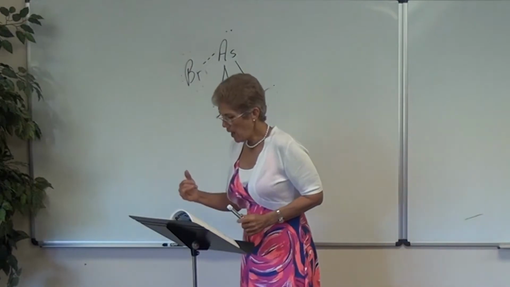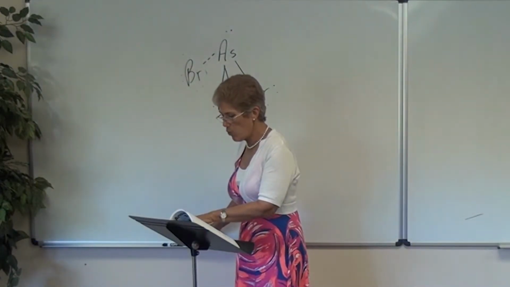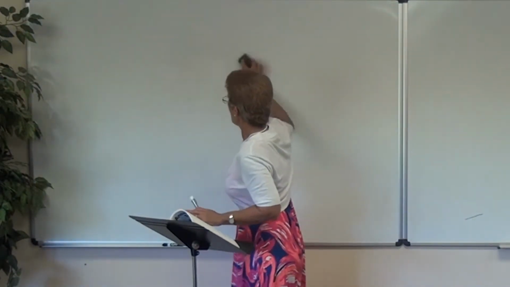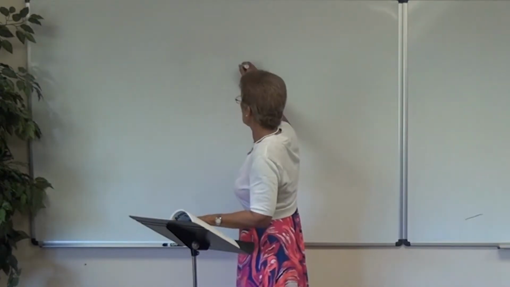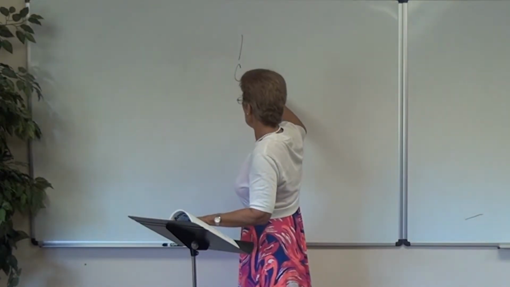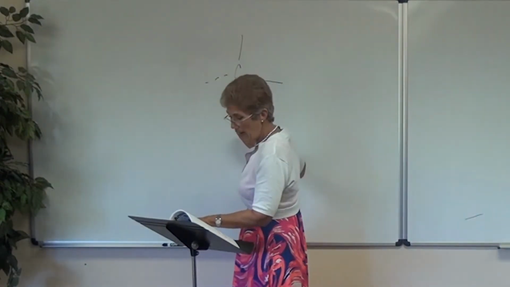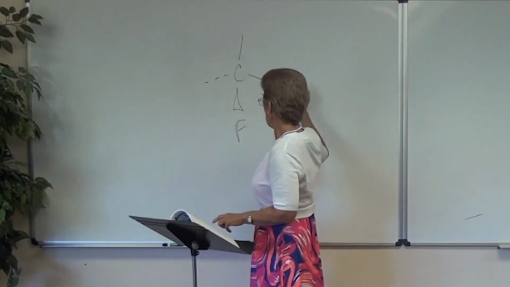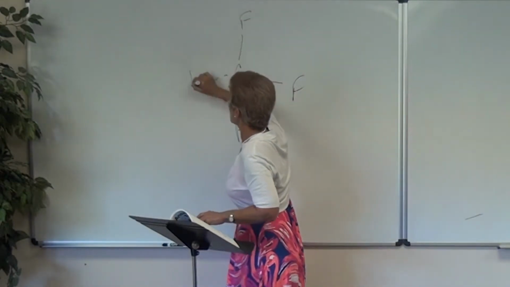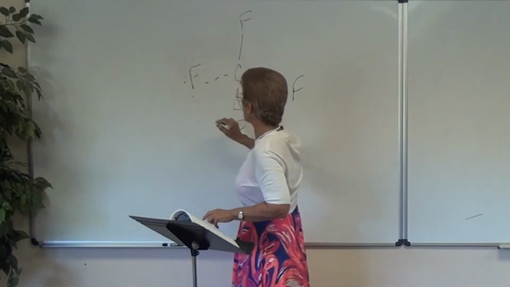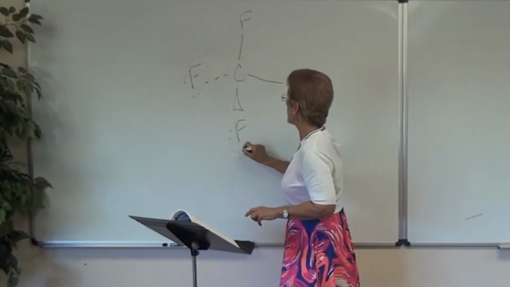All right? The next one is CF4. And so with that one, it's going to be a tetrahedron, and it's going to have the carbon in the middle. And if I did the 3D one, it would be like this. And it's going to have the fluorine on the outside edges, and each of the fluorines has 6 dots around them. Okay?